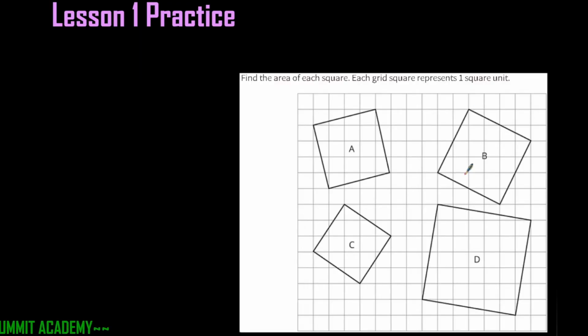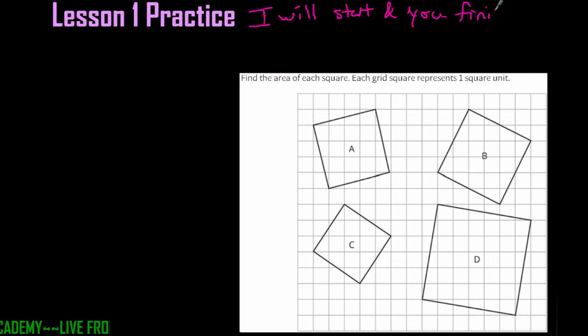All right, so on the back, lesson 1 practice. I will start and you finish. So same idea, find the area of each square. So draw your big square first.